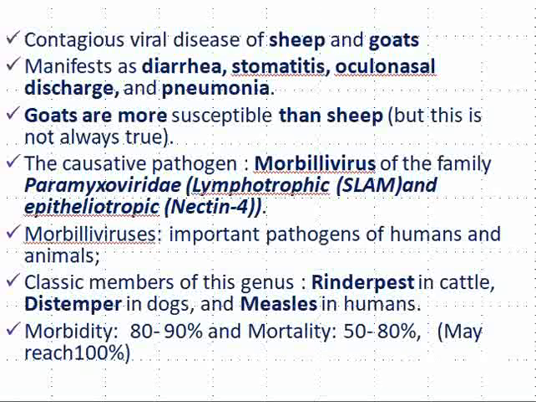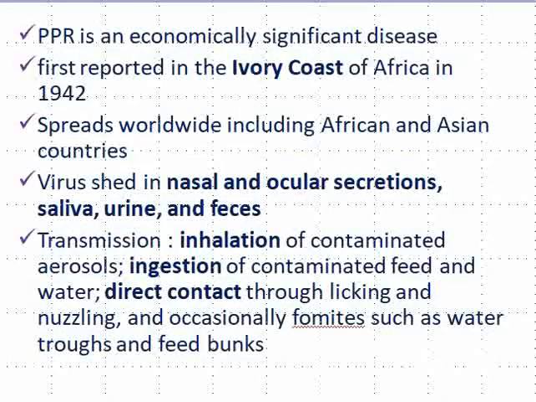In this disease, morbidity varies from 80 to 90% and mortality may go up to 80%. However, all the animals in a particular flock may develop disease and if left untreated succumb to death. More severe disease is seen in young animals as well as animals with poor nutrition and concurrent parasitic or bacterial infections. PPR is an economically significant disease and a great threat to the goat industry in the country.